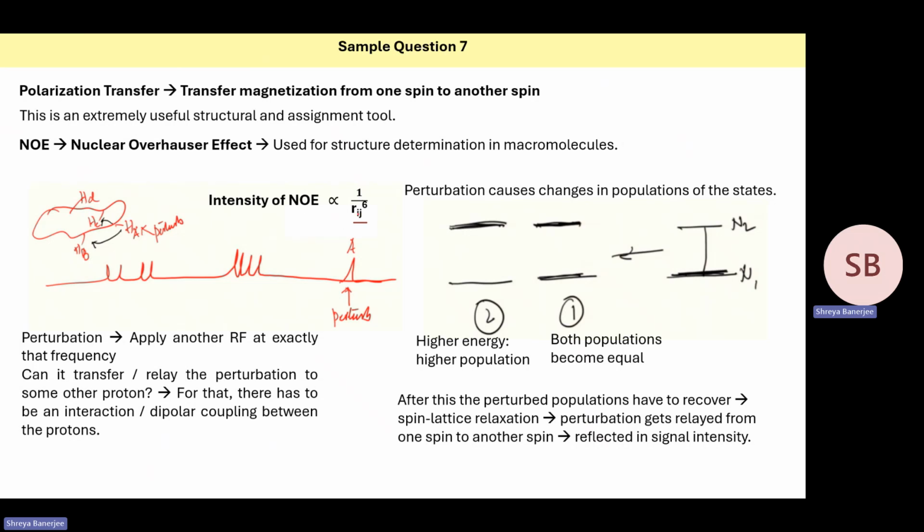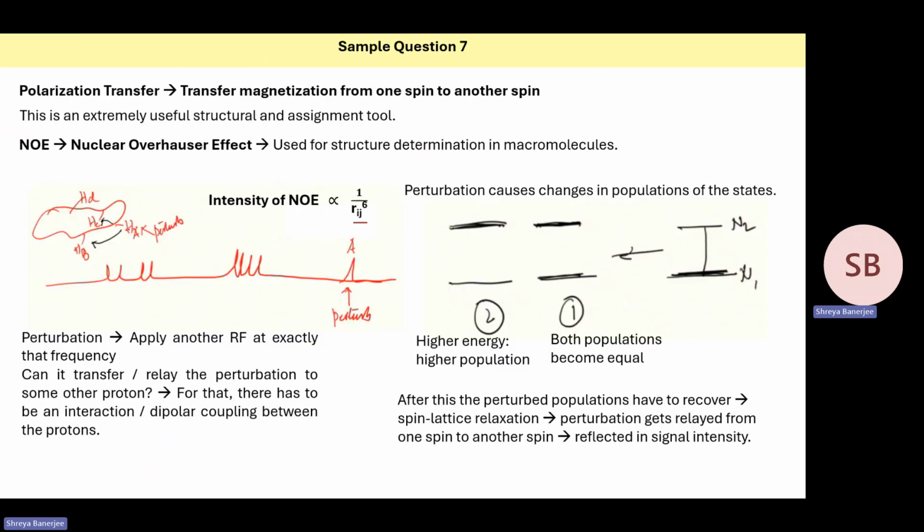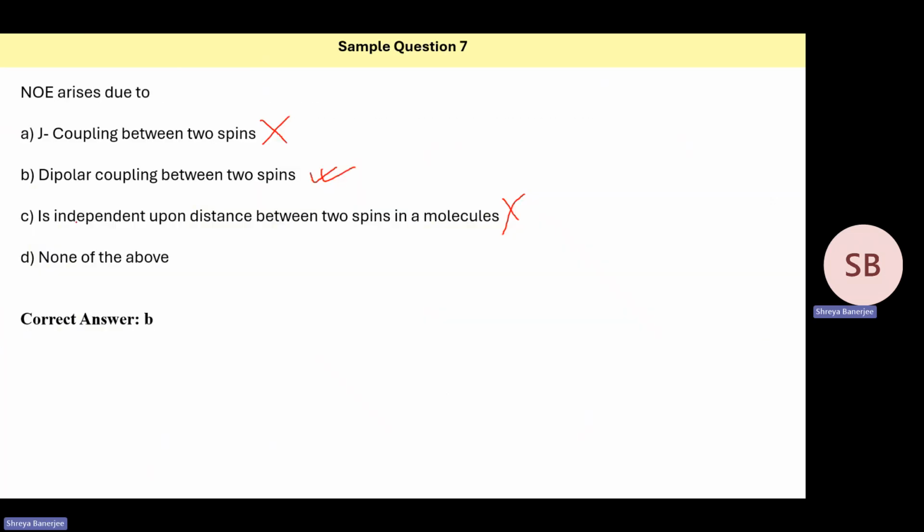And we know NOE depends on the distance between the two spins. It is directly proportional to 1 by r to the power 6. So this is also wrong, because NOE is dependent upon the distance. And so NOE arises due to dipolar coupling. This is correct. Your correct answer is B. As I said, the NOE is the transfer of magnetization through space, and this is called dipolar coupling. So your correct answer is option B.